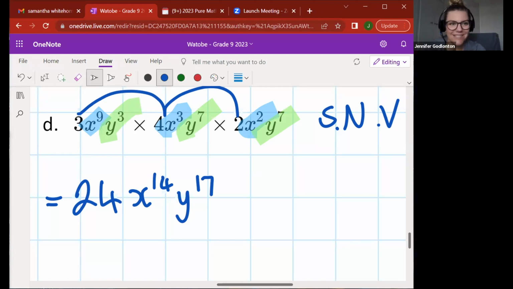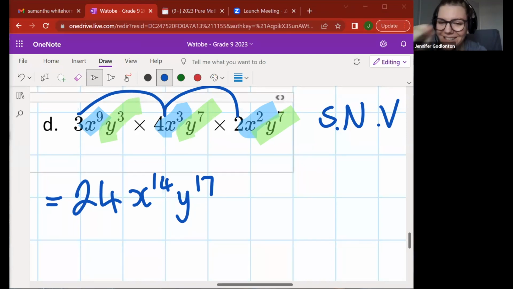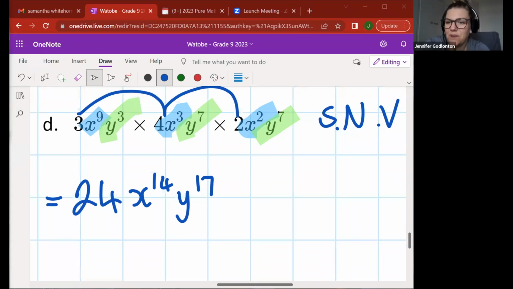You guys are brain buffs, and I see the chat not even that spicy. I'm so proud of you. SNV stands for signs, numbers, variables. That's what that SNV stands for.